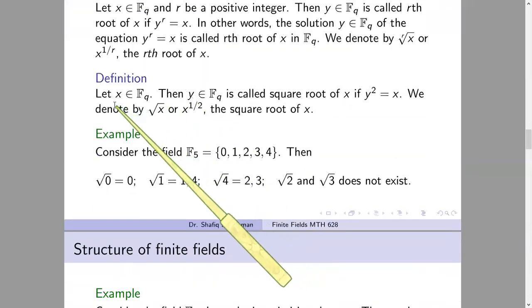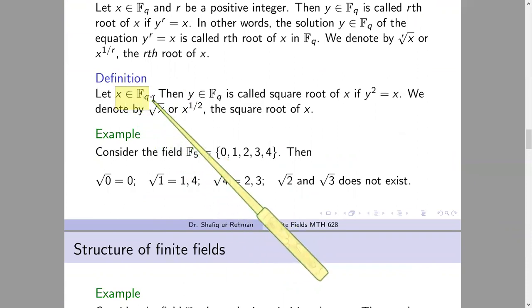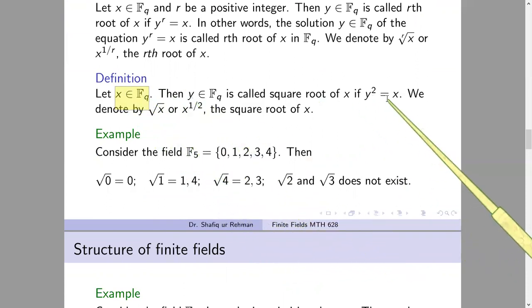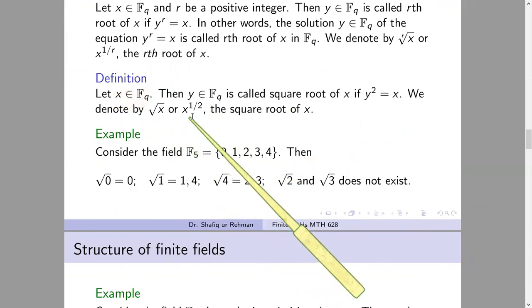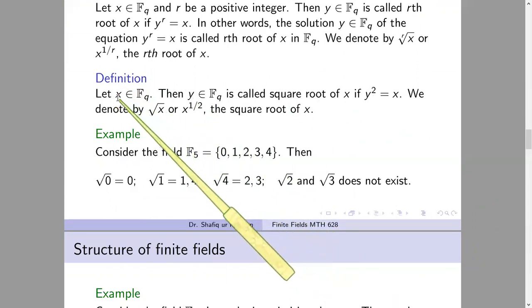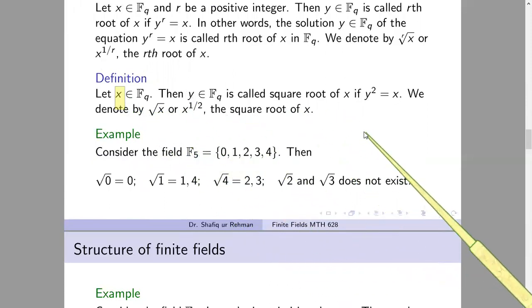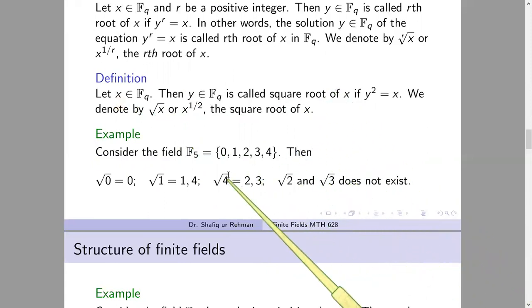For example, if we fix any element x in a finite field, then those elements whose square is x will be called square roots of x. Those elements whose square is the given element x will be called square roots of x, denoted by this symbol. So in order to understand the definition, see this example. We consider this field with 5 elements, then the square root of 0 is 0 because there is only one element whose square is 0, and that is 0.